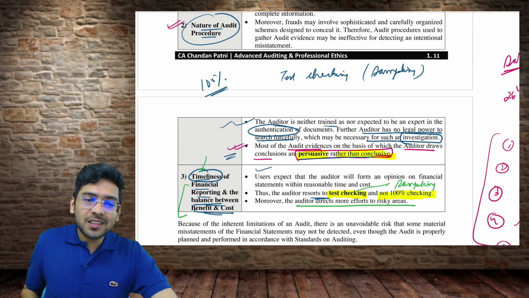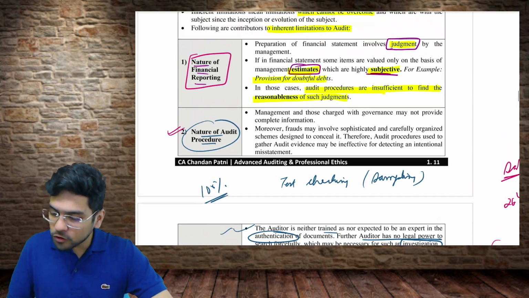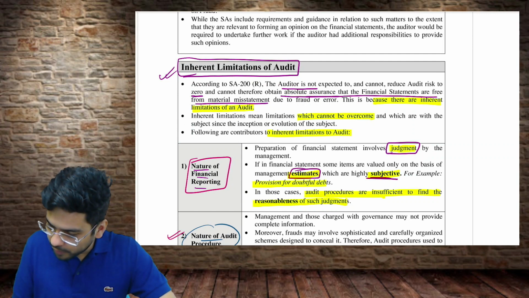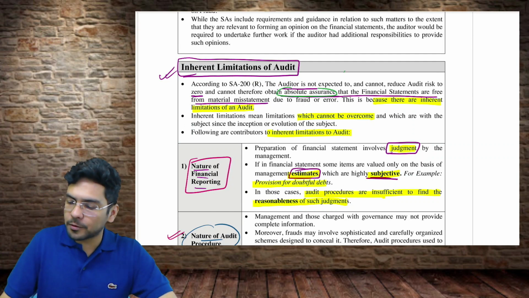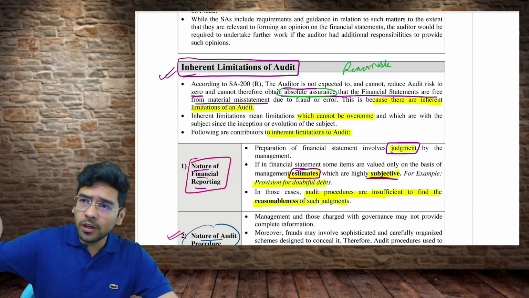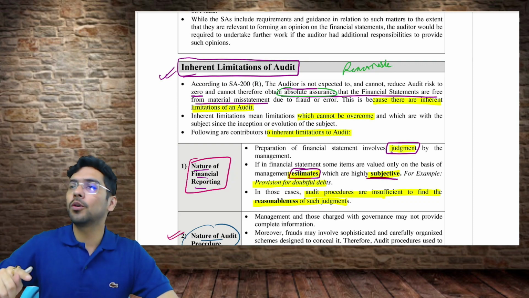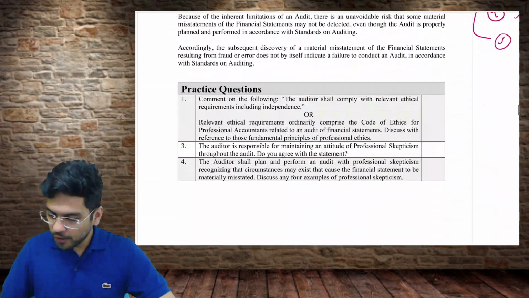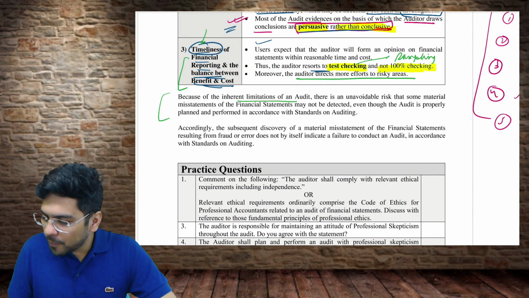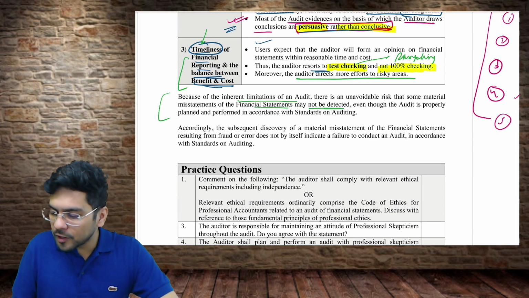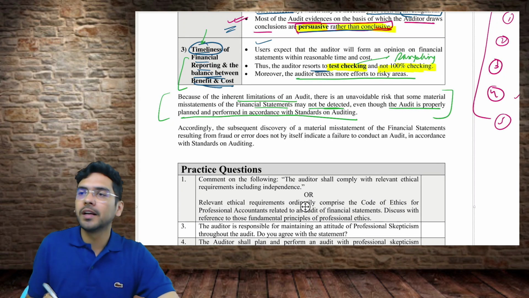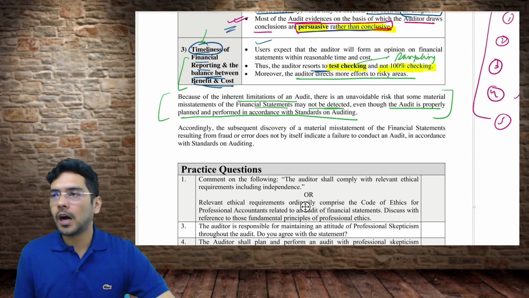Okay, so because of timeliness and because he has to maintain a balance between cost and the benefit, these are the three inherent limitations of audit, guys, because of which the auditor is only able to give what kind of assurance? What is the word? He is not able to give absolute assurance, but he is only able to give reasonable assurance. Or let's say, can I put it in this way? The auditor cannot reduce audit risk to zero. Yes? Okay. So there is one point here. Because of the inherent limitations of audit, there is unavoidable risk that some material misstatements of the financial statements may not be detected, even though the audit is properly planned and performed in accordance with standards on auditing. Are you all okay with this?